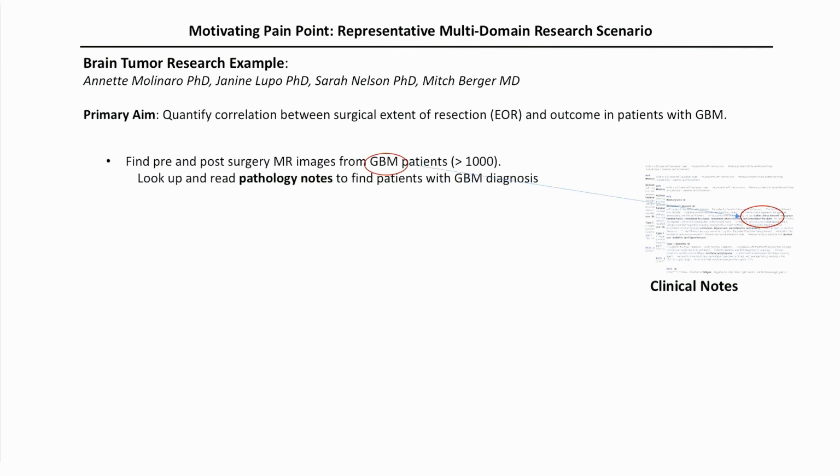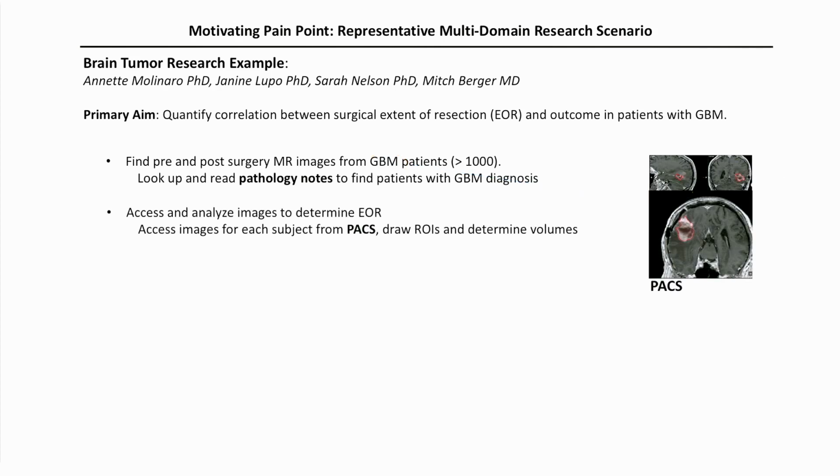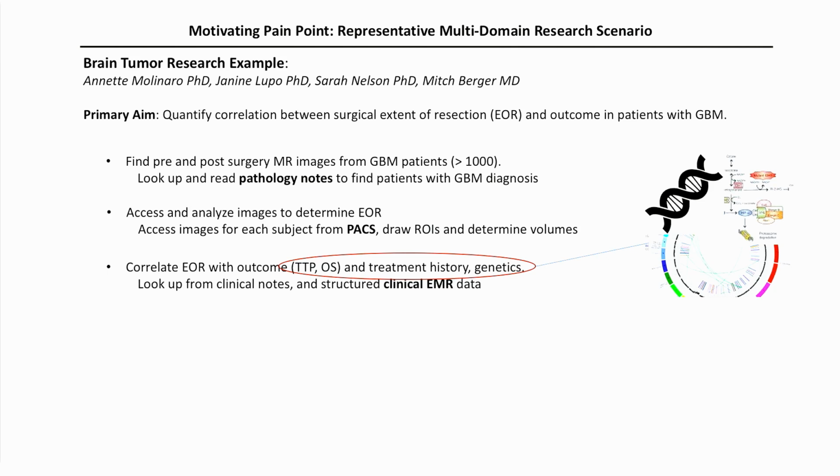So the first step is the research group has to find their cohorts. They get an IRB, they look up the pathology notes, and they have a research associate reading through those notes, finding patients with the appropriate diagnosis, and then they have to go back and find the images. Those images are in a different location. They have to extract those from the clinical PACS to obtain their volumetric parameters, and then they ultimately want to correlate those with additional parameters in the EMR, and so somebody has to go back to the EMR and again manually extract those, look up all the information.